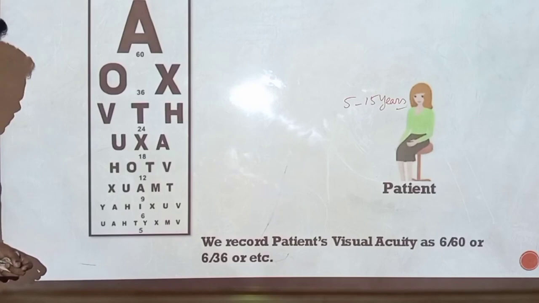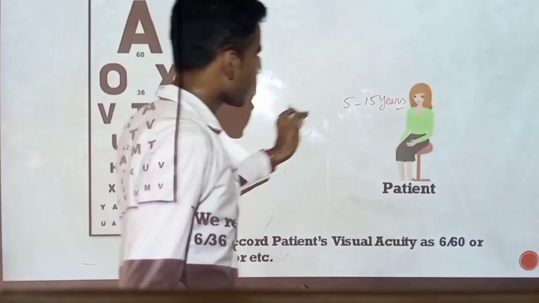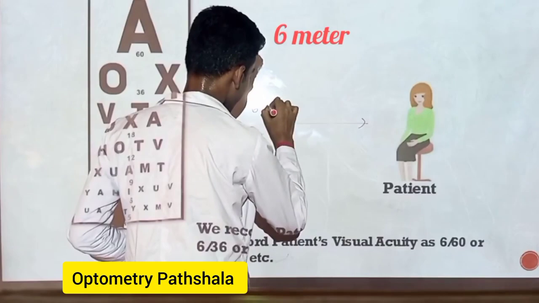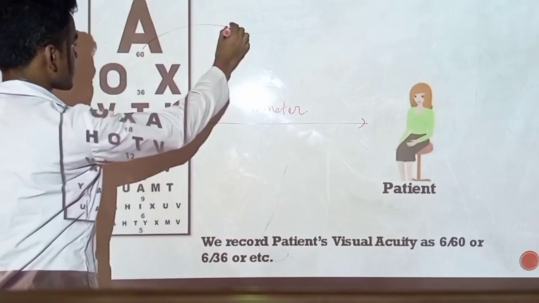When we record the patient's visual acuity by the Snellen's chart, the distance between the patient and the Snellen's chart should be 6 meters. And in the Snellen's chart, you all notice the numbers 60, 36, 24, 18. So this 60 is the distance in meters.